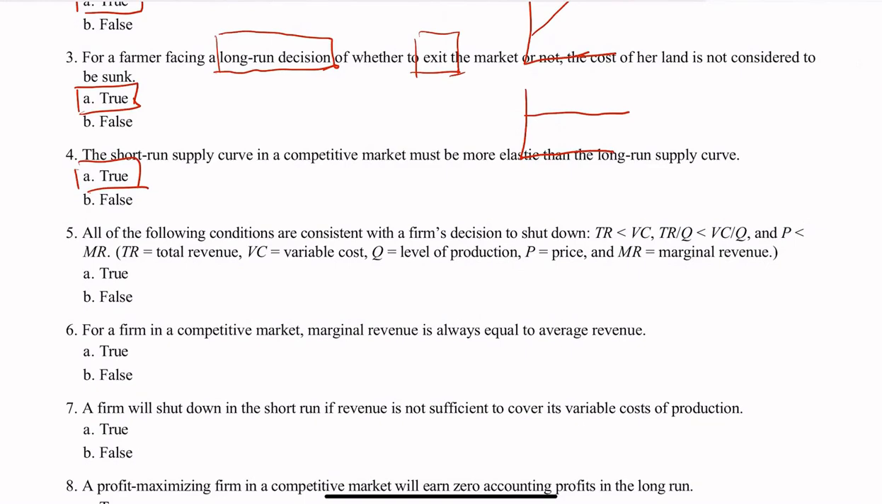Fifth, all of the following conditions are consistent with a firm's decision to shut down. The first one is total revenue is smaller than variable cost, and average revenue is smaller than average variable cost. From our lecture notes, you know that these two conditions are correct for shutting down. And then the third one is P smaller than marginal revenue. Well, this is definitely not correct. We never mentioned P smaller than marginal revenue as a condition for a firm to shut down. If it's a competitive firm, price equals marginal revenue, right? We could never get P smaller than marginal revenue. So this is definitely not right.